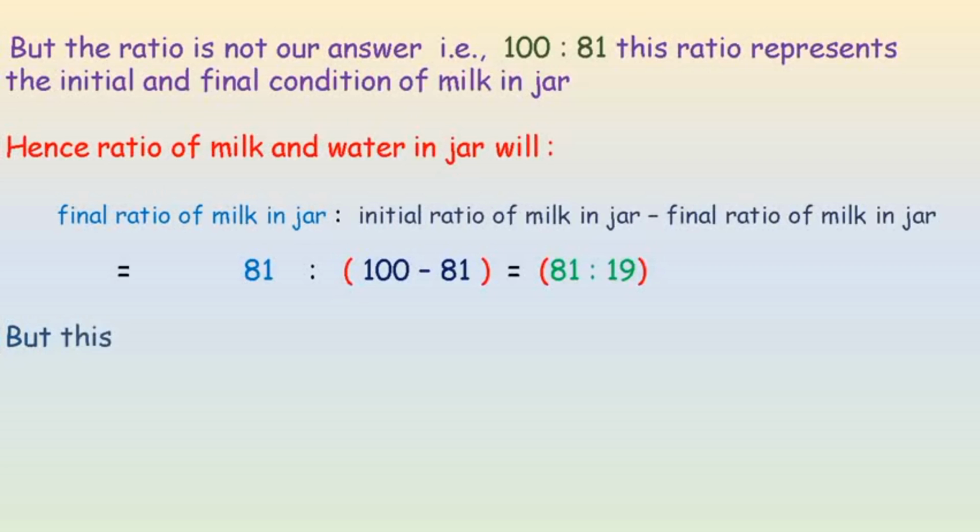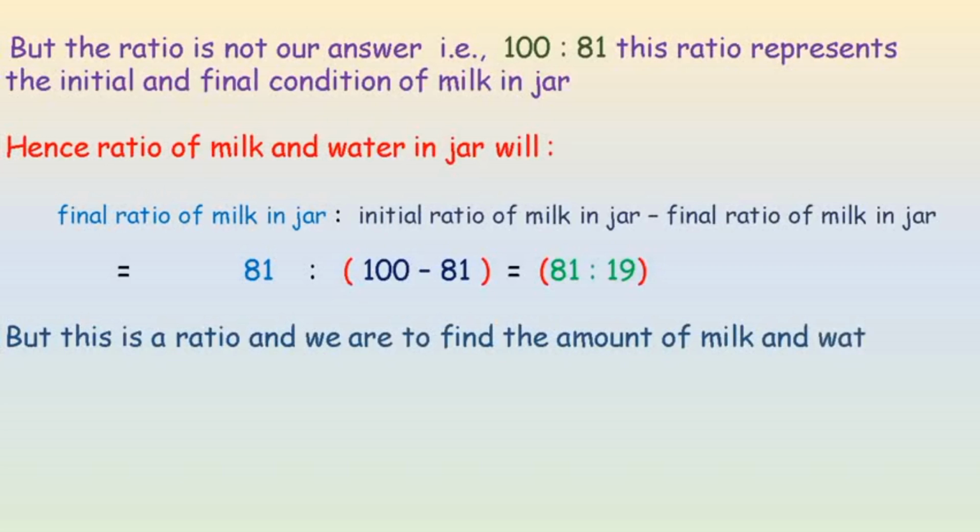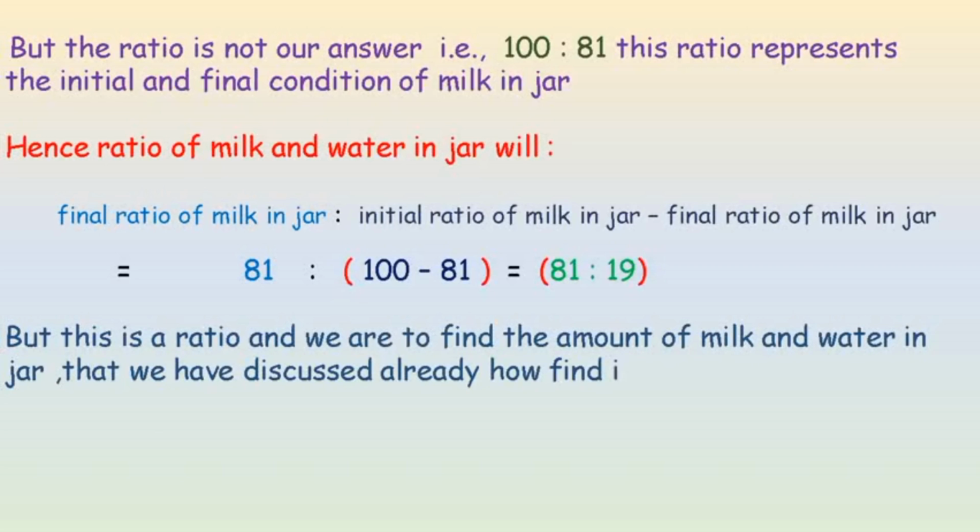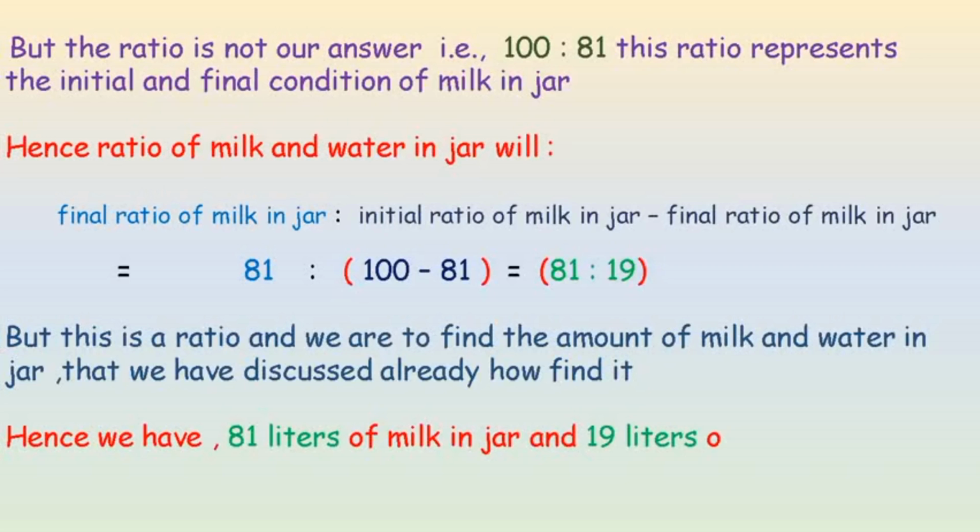But this is a ratio and we are to find the amount of milk and water in jar. That we have discussed already how to find it. Hence we have 81 liters of milk in jar and 19 liters of water in jar.